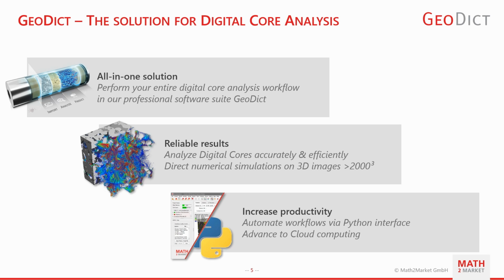But what's the specific advantage of GeoDict for this workflow? So first, GeoDict is the all-in-one solution for digital core analysis. You perform your entire workflow in our software suite. Second, GeoDict results are reproducible and numerically accurate. They are reliable and very efficient. GeoDict supports direct numerical simulations on 3D images beyond 2000 cubic voxels.